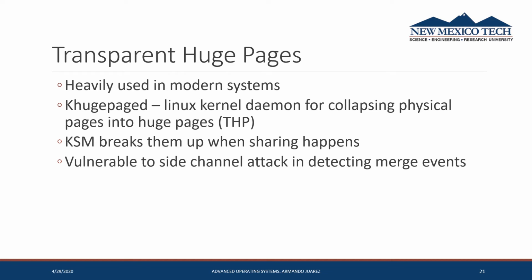And so in the Linux kernel, there is the khugepaged daemon for collapsing physical pages into huge pages. What happens underneath is KSM will essentially break them up when sharing happens, and the daemon itself will take the physical pages that are part of, say, that virtual disk I described earlier, and will combine them all into one large huge page, or THP. And like discussed earlier, this is vulnerable to side channel attacks in detecting merge events in the original KSM implementation.